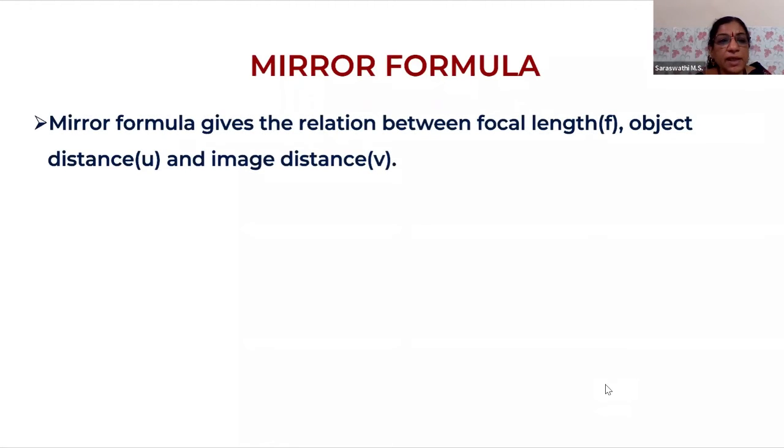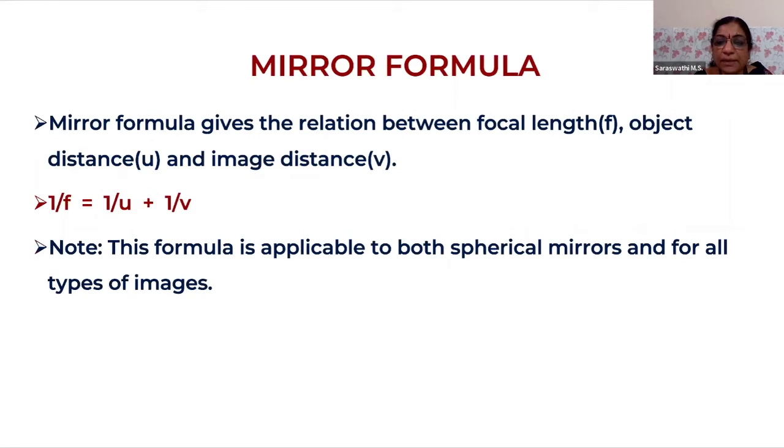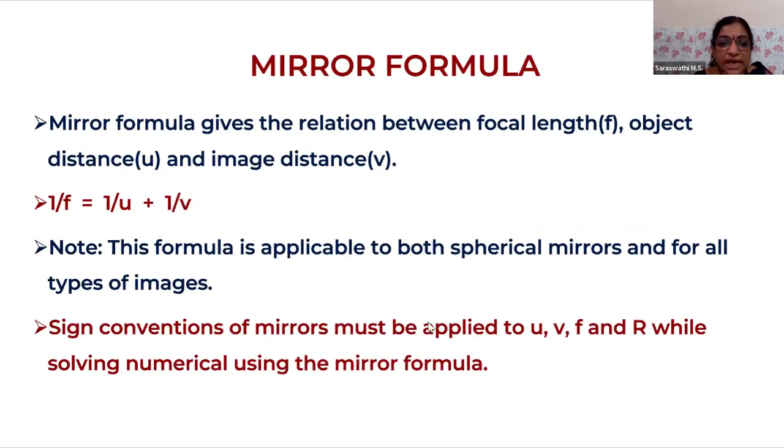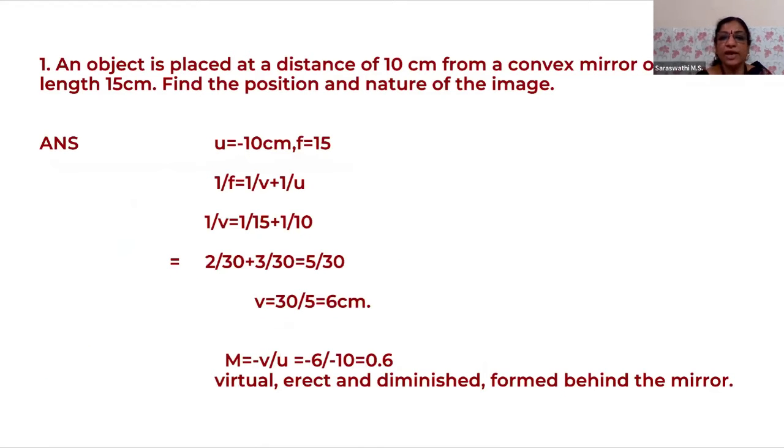So the mirror formula gives the relationship between focal length, object distance, and image distance. So 1 by f is equal to 1 by u plus 1 by v. This formula is applicable for both spherical mirrors and for all types of images. Sign conventions for mirrors should be applied to u, v, f, and R while solving numericals using the mirror formula. So we have a problem here. An object is placed at a distance of 10 centimeter from a convex mirror of focal length 15 centimeter. Find the position and nature of the image.